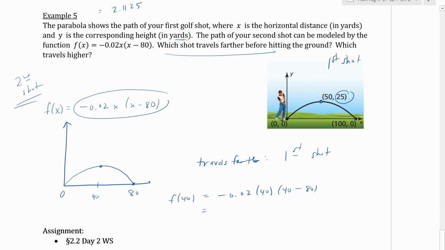Oh my gosh, my brain's not working this early in the morning. That's negative 0.8 times negative 40. Was that 32? Okay. So this one tops out at 32 yards. This one tops out at 25 yards. Which one traveled higher? Second shot.